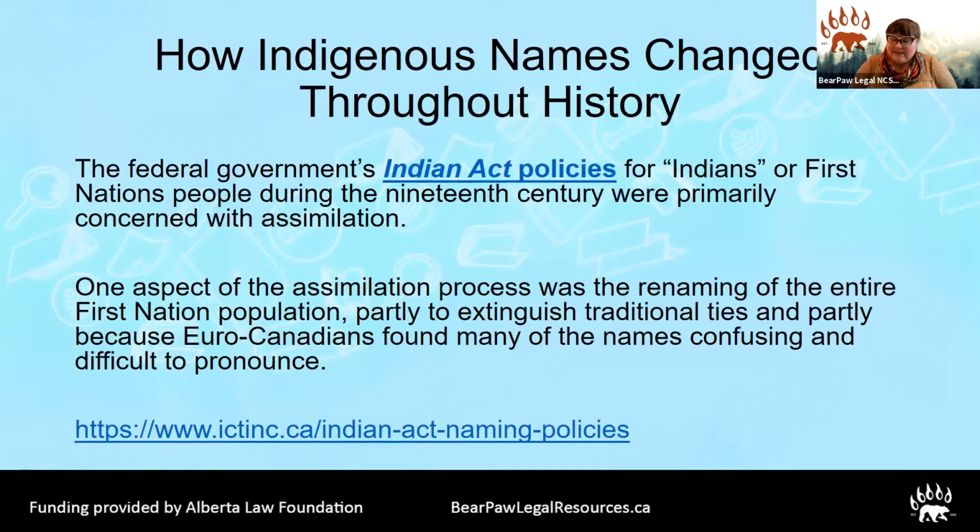The federal government's Indian Act policies for Indians or First Nations people during the 19th century were primarily concerned with assimilation. One aspect of the assimilation process was the renaming of the entire First Nation population, partly to extinguish traditional ties and partly because Euro-Canadians found many of the names confusing and difficult to pronounce. In line with the goal of assimilation, the government believed that leaving Indigenous people with their traditional names would hinder the motivation to assimilate. Traditionally, First Nations people did not have Christian names or a last name.